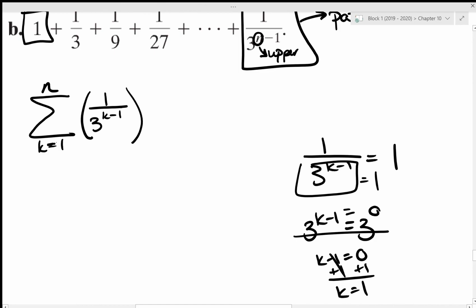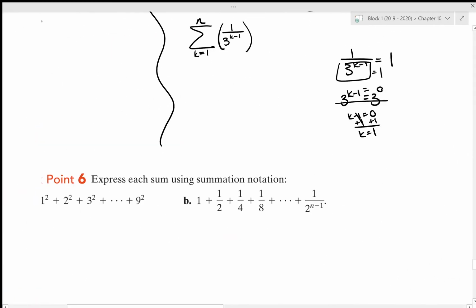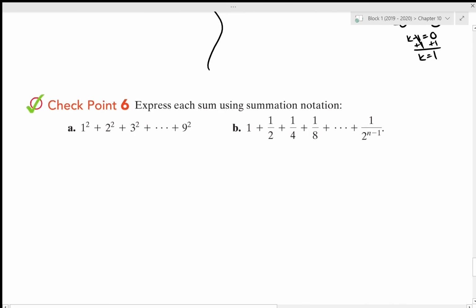Okay, you need to be able to figure out what that lower limit is. I already give you the upper when the patterns are in like this, and the pattern itself. You just have to kind of work backwards to figure out what your lower limit is. Pause the video, try out checkpoint 6, and then we should be good to go.